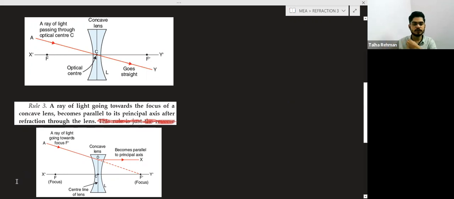In case of concave lens, when a ray of light is going towards the focus, then that ray of light will become parallel to the principal axis after refraction from the concave lens. And when a ray of light is passing through the optical center of the concave lens, then it will pass straight.